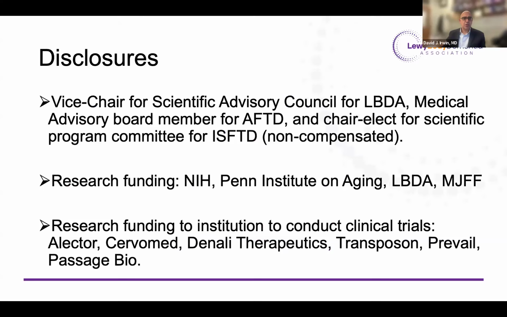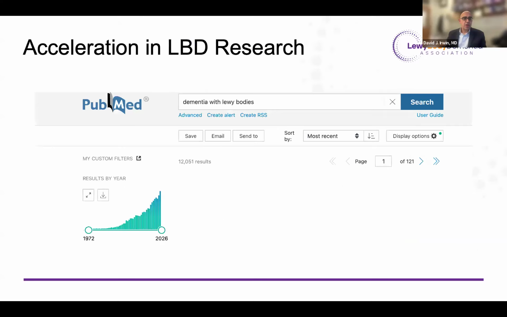These are my disclosures. And I wanted to start briefly with an overview of the acceleration in LBD research. As you could see illustrated here, PubMed is a publicly available open source tool to query the medical literature of scientific work. And what's depicted here gives you frequency of peer-reviewed scientific publications by year.